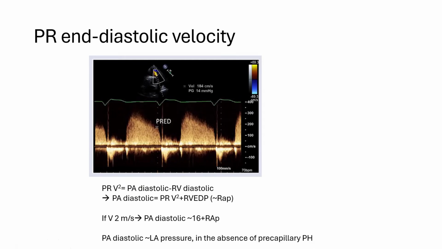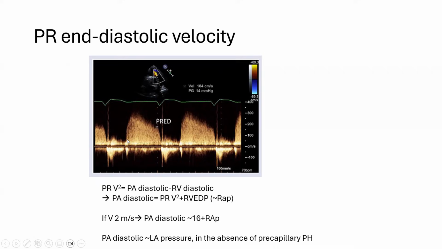Conversely, when we talk about TR velocity, it's a larger number and the PA pressure in systole is a larger number. Therefore, a slight 0.1, 0.3 meter per second error in measurement will not translate into a misdiagnosis.